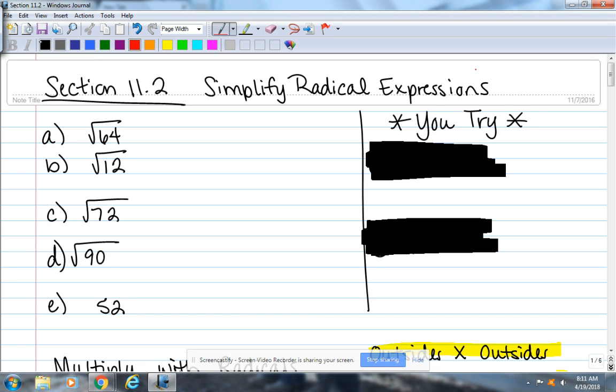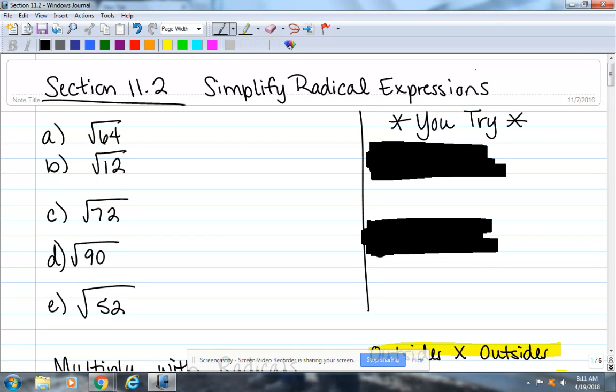Apparently, I took the radical off of this one accidentally. And so with a square root, you're looking for a number that's a perfect square. The perfect squares are listed on the board over there. They're also listed on your colored paper that I just handed out to you. So you want to find a perfect square that goes into a radical.